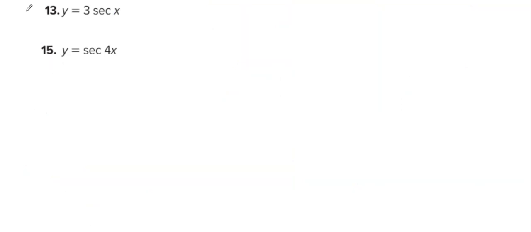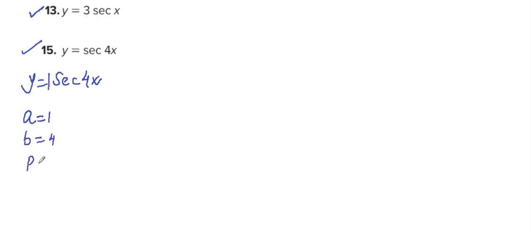So there are 3 questions in the multiple choice, but I'm discussing only 3 because all are the same. Firstly, I'm going to discuss question number 15. So y is equal to secant 4x. You know that secant is the reciprocal of cosine. So firstly, amplitude is 1 and b is 4, and period is the same as for sine, 360 over b. So 360 over 4 is 90.